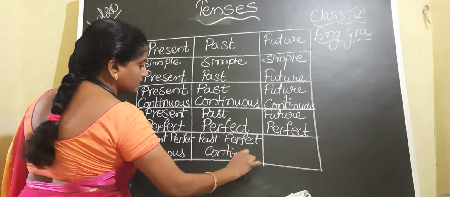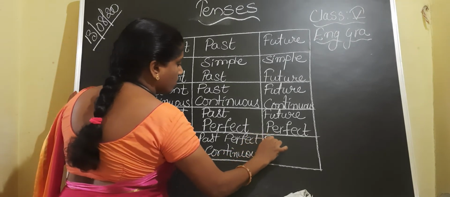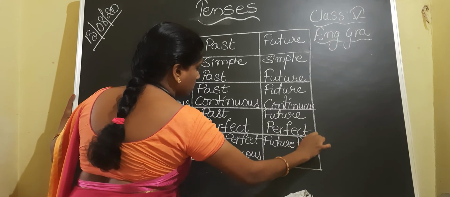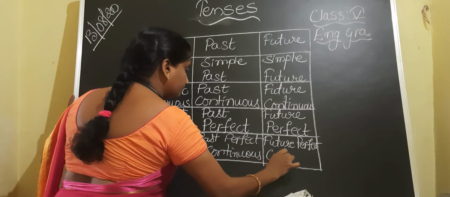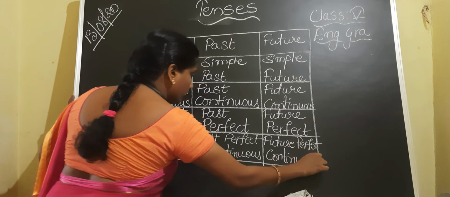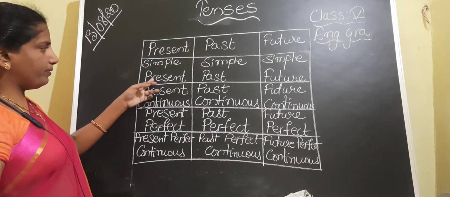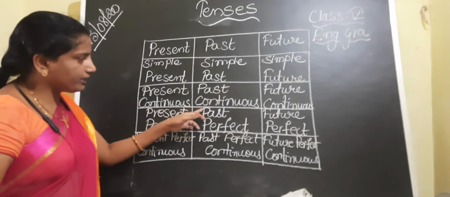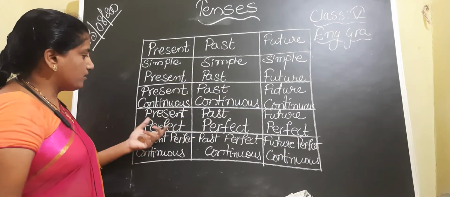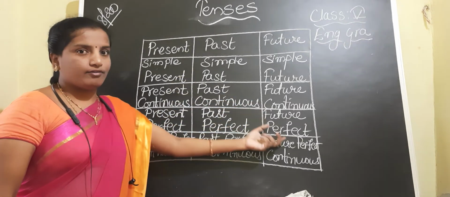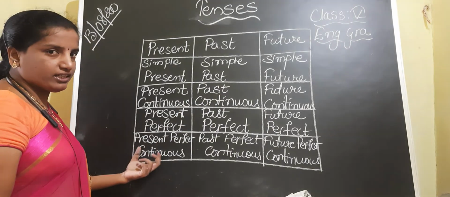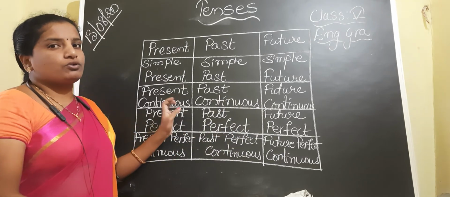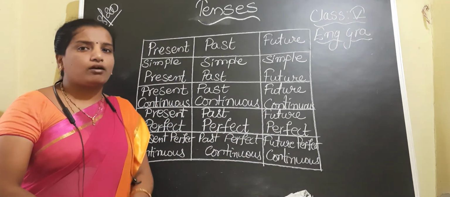Once we will revise. Okay, see children. Simple present, simple past, simple future. Present continuous, past continuous, future continuous. Present perfect, past perfect, future perfect. Present perfect continuous, past perfect continuous, future perfect continuous. Today children, just learn all the names of the tenses.